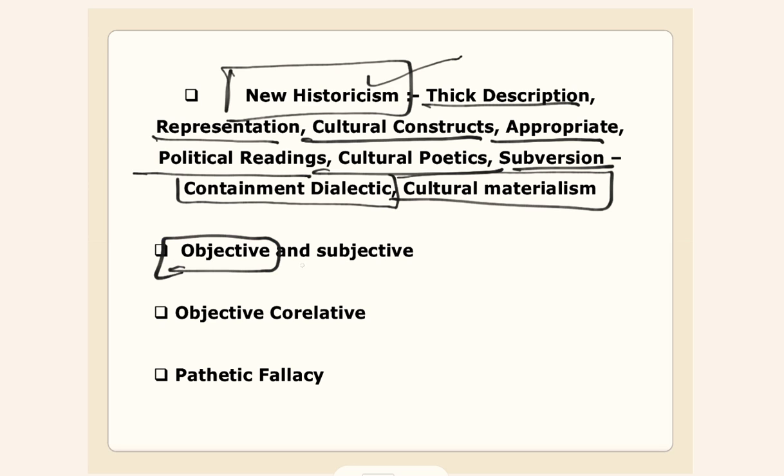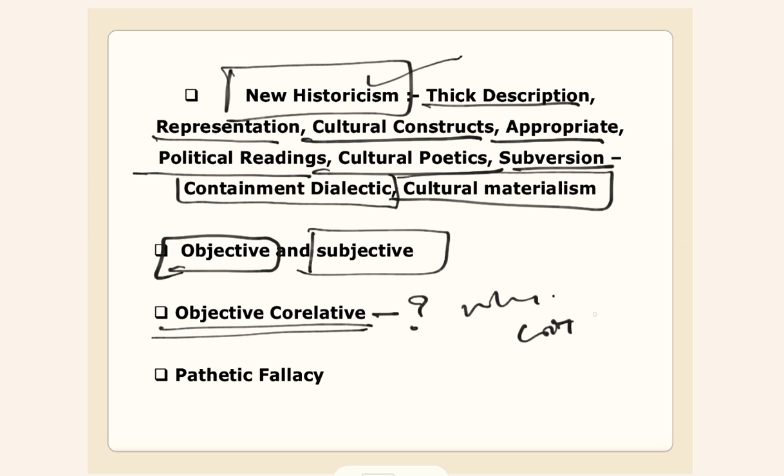Next, objective criticism, subjective criticism. Next, objective correlative. This is a question in most of the exams. The term is associated with which critic? I want the answer in the comment section. Please do comment in the comment section. Next, pathetic fallacy.